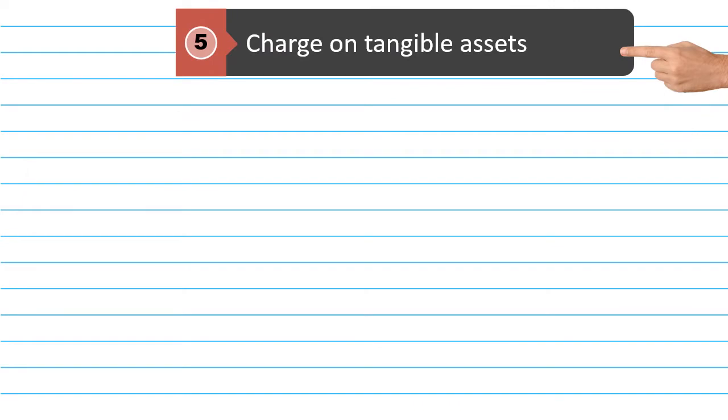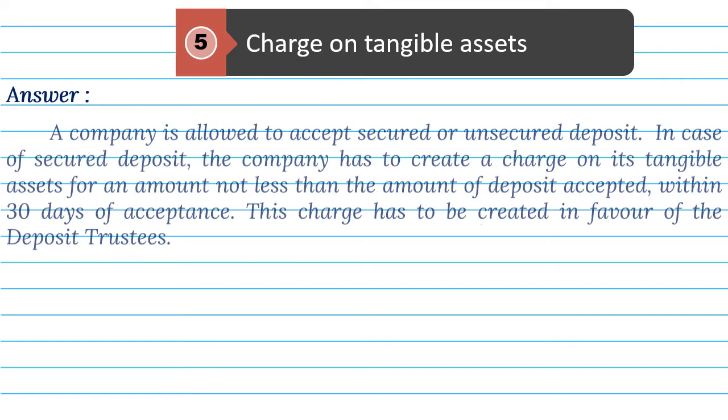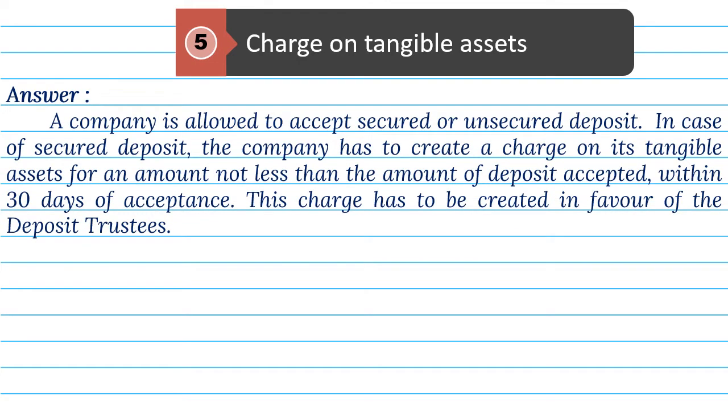5. Charge on tangible assets. Answer. A company is allowed to accept secured or unsecured deposit. In case of secured deposit, the company has to create a charge on its tangible assets for an amount not less than the amount of deposit accepted within 30 days of acceptance. This charge has to be created in favor of the deposit trustees.